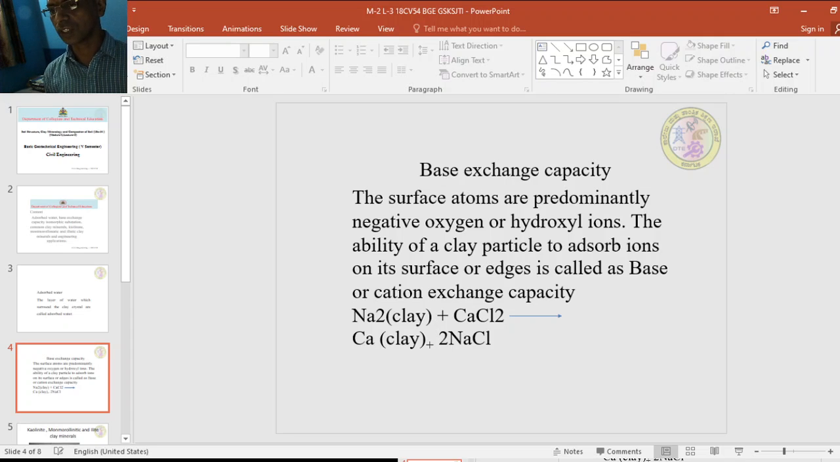Base exchange capacity. What is meant by base exchange capacity? The surface atoms are predominantly negative charges or hydroxyl ions. The ability of a clay particle to adsorb ions on its surface or edges is called base exchange or cation exchange capacity. As I said earlier, the clay soil will have unbalanced negative charges, so opposite charges get attracted towards them, and it forms a stable compound.